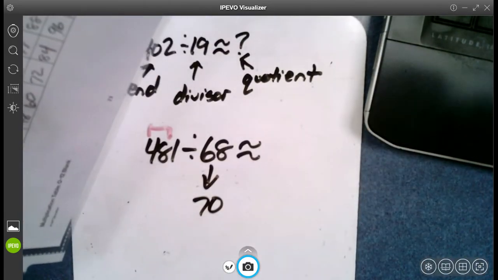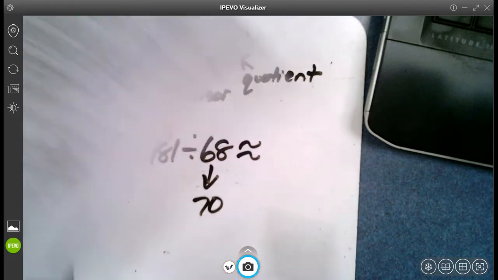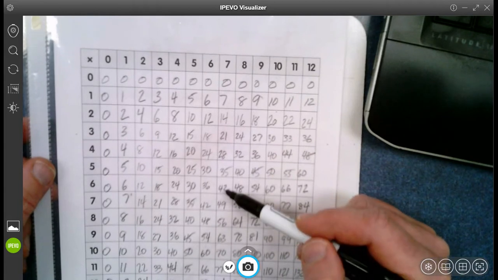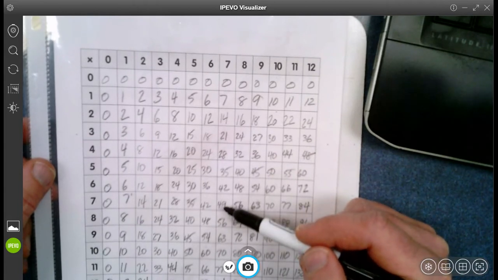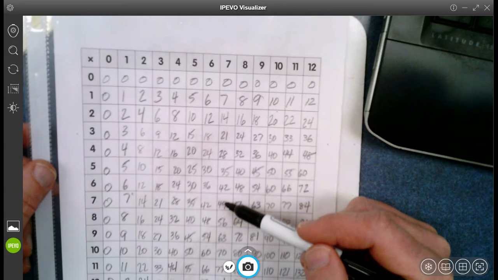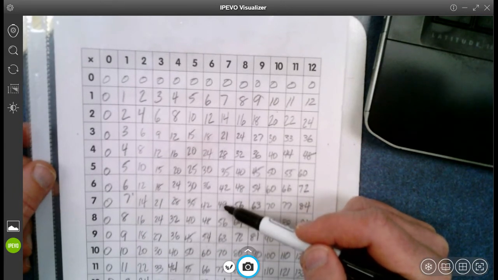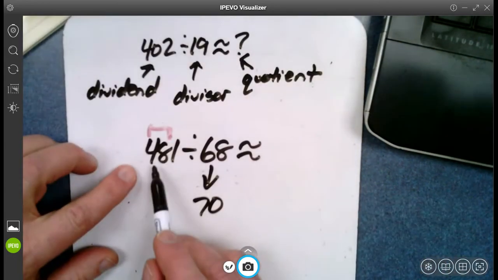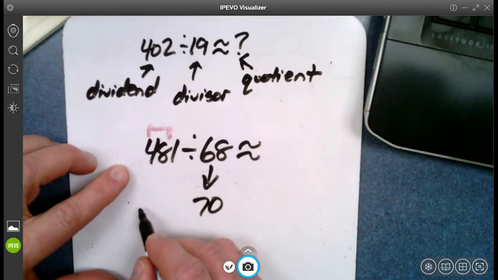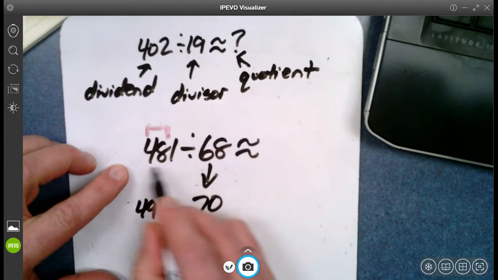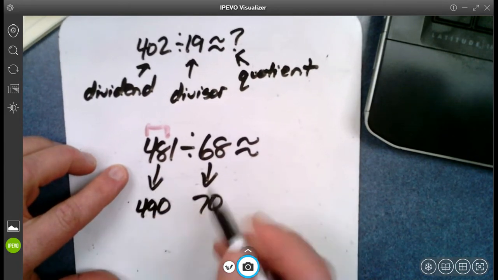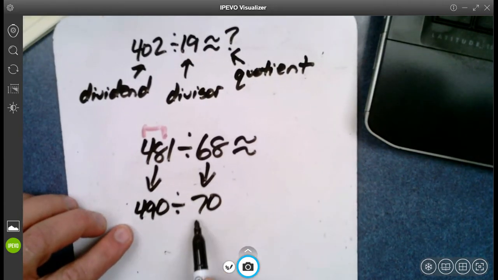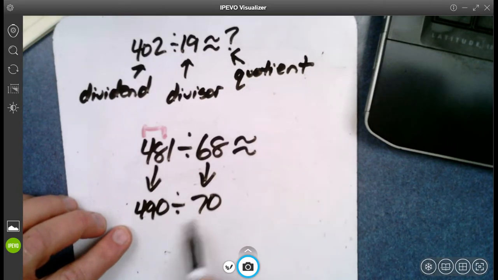I can go over a little bit, I can go under a little bit, but I want to get close to 48. So if I look at my multiplication chart, I have a 42 and I have a 49. 7 times 7 is 49, 7 times 6 is 42. So I'm going to use 49 because that's closer to 48. So I'm going to change the 48 into 49. So 481 is going to round to 490. And now my basic math fact here is 49 divided by 7. Okay, or 7 times what is 49?